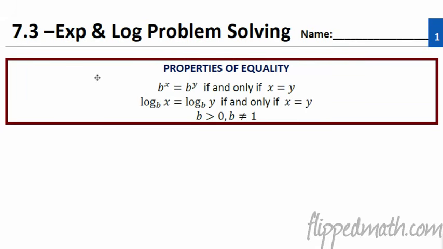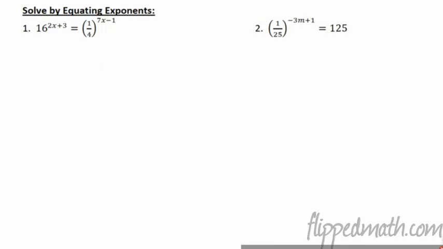So what do we have to know to solve these problems? Well, we have to know a couple properties of equality here: b to the x equals b to the y only if the exponents are the same. We know that from before, so if the bases are the same and the quantities are the same, then the exponents must be the same. We're going to use that to solve some problems. Same thing with the logs. If you have a common base, then log base b of x equals log base b of y if and only if x is the same as y. So as I said, we're going to use that to solve some problems today.